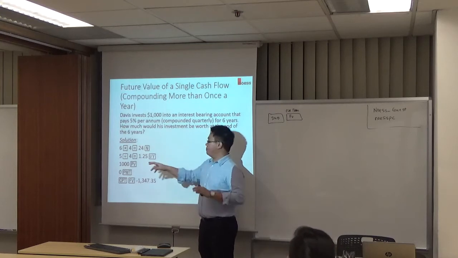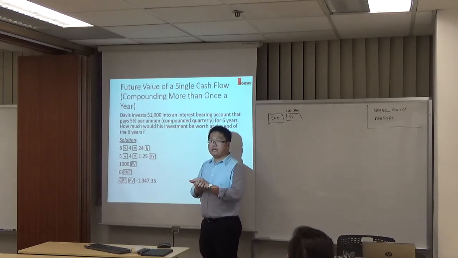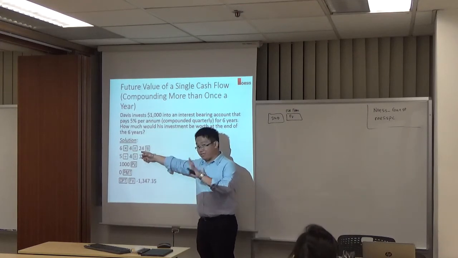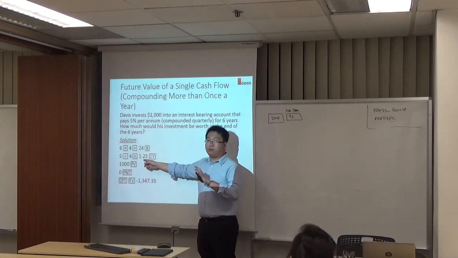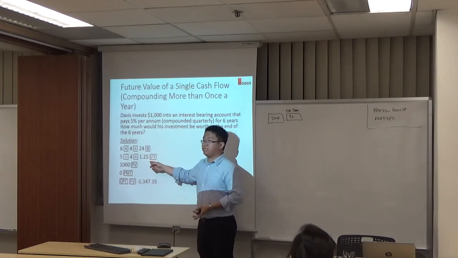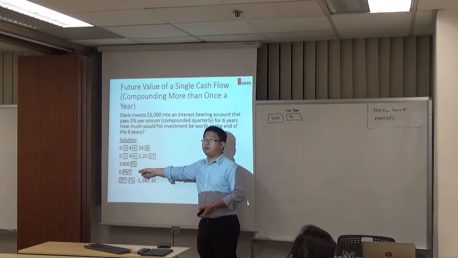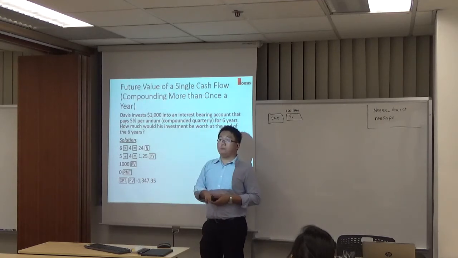So just to recap, when your compounding frequency is different, you need to adjust for it. Here you have 24 quarters, and the interest rate is 1.25% per quarter. Now, of course, the rest are the same. It's still 1,000 for PV, and then 0 for PMT.